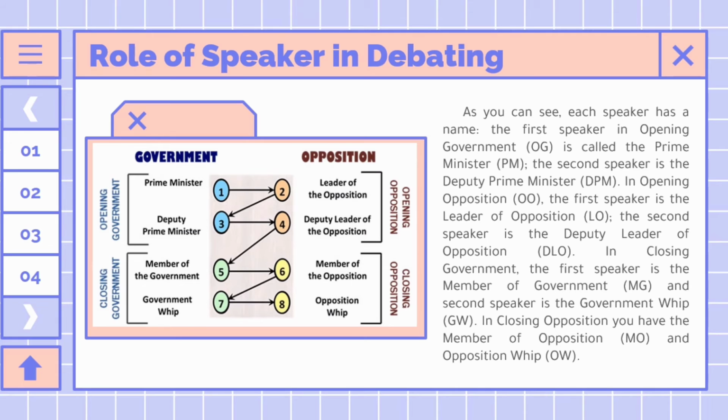In opening opposition or OO, the first speaker is the Leader of Opposition or LO. The second speaker is the Deputy Leader of Opposition or DLO. In closing government, the first speaker is the Member of Government or MG, and the second speaker is the Government Whip or GW. In closing opposition, you have the Member of Opposition or MO and Opposition Whip or OW.